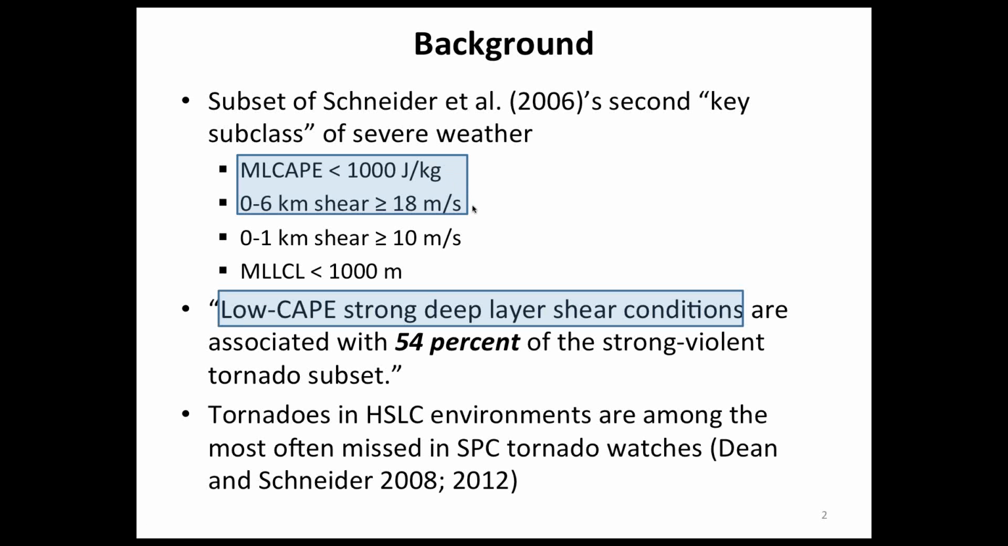But despite their commonality, two subsequent studies from the Storm Prediction Center indicated that tornadoes within these high shear low CAPE environments occurred outside of tornado watches more often than tornadoes occurring in other environments. So a high miss rate with these high shear low CAPE tornadoes.